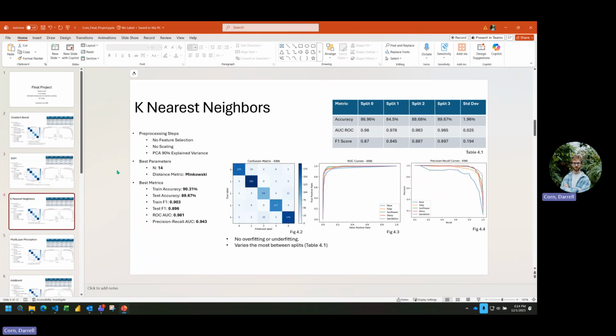All right, on to nearest neighbors. This one, I don't see any evidence of overfitting or underfitting because our train and test accuracies are fairly close, but not too close that we're seeing underfitting happening.